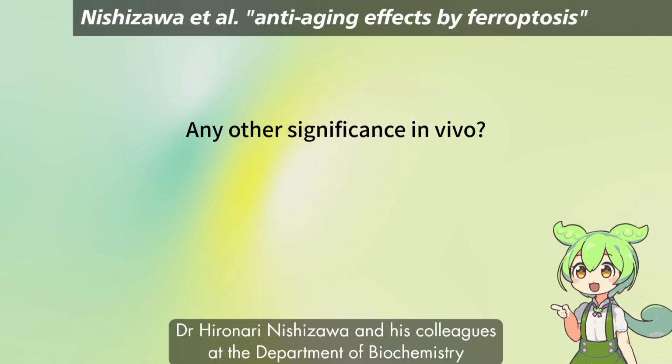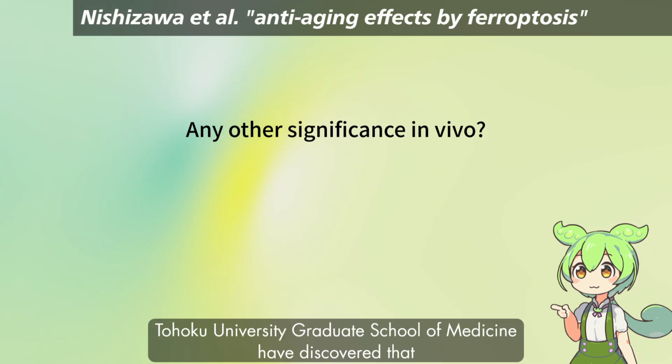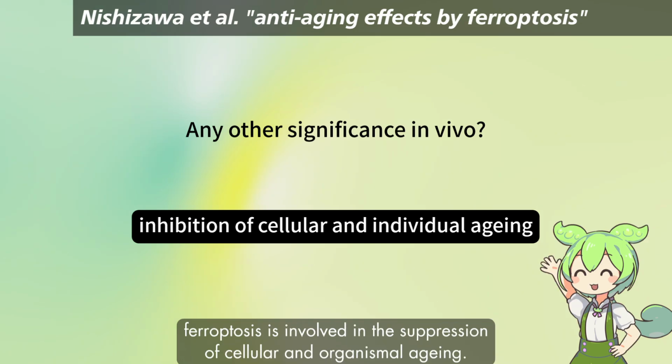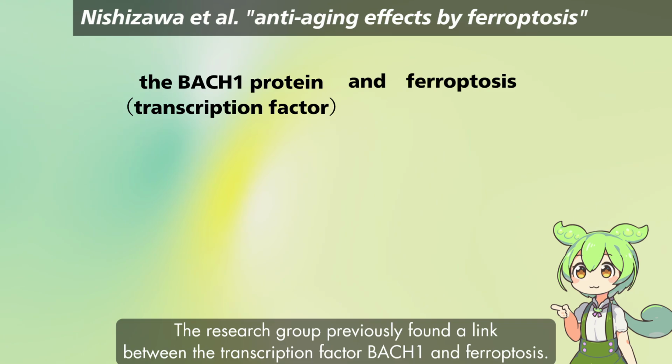Dr. Hironari Nishizawa and his colleagues at the Department of Biochemistry, Tohoku University Graduate School of Medicine, have discovered that ferroptosis is involved in the suppression of cellular and organismal aging. The research group previously found a link between the transcription factor BACH1 and ferroptosis.